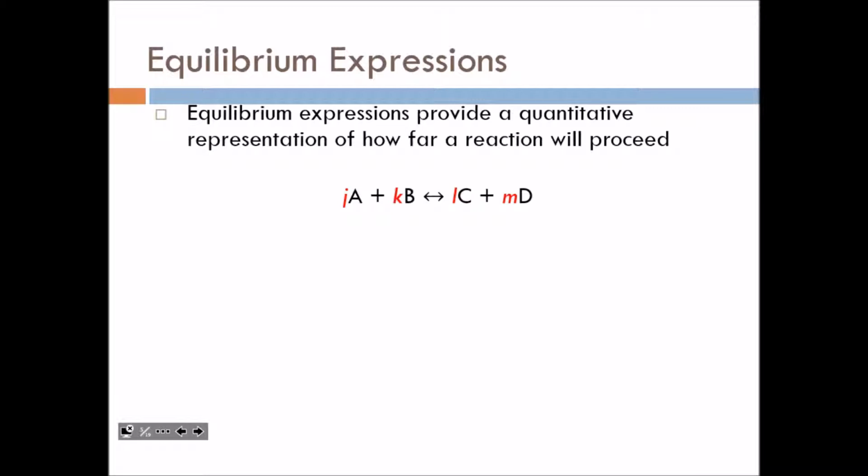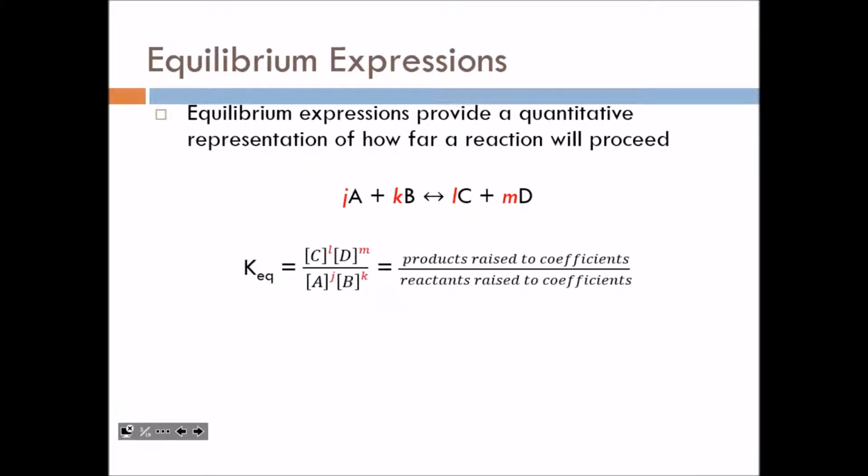All right, equilibrium expressions provide a quantitative representation of how far a reaction will proceed and where the equilibrium position is going to be. We use this expression, it's called the law of mass action, and it's always the products over the reactants. But there's an added extra little tidbit. You have to raise it to the power of the coefficient in the balanced reaction. So here are our products. They go on top, and they're raised to the power of their coefficients in the balanced reaction. And then the reactants are on the bottom over here. They are going to be raised to the power of their coefficients. In this case, we're using J and K to represent those numbers.